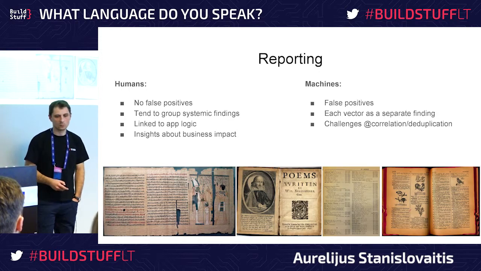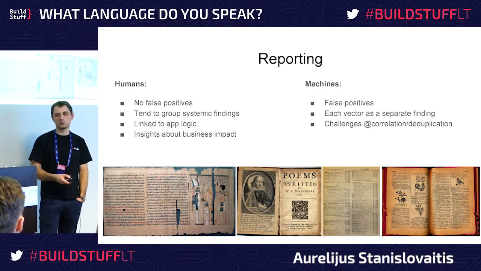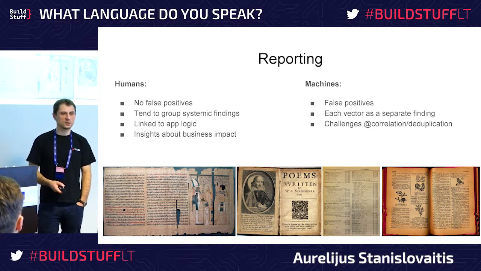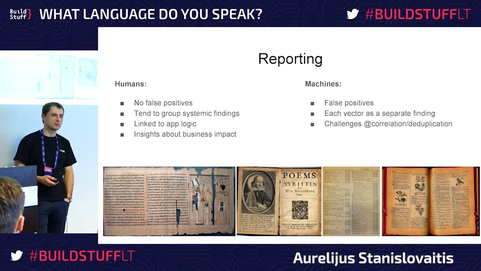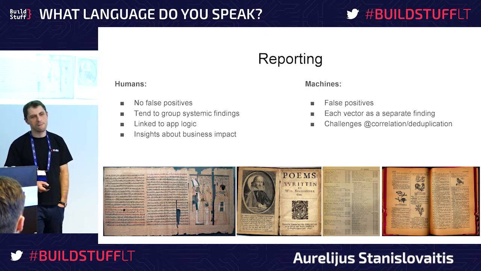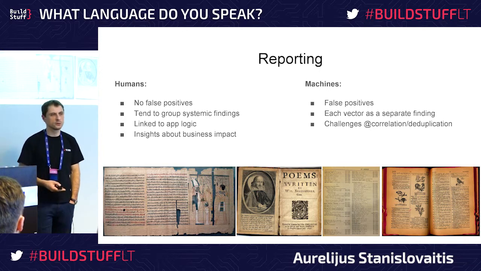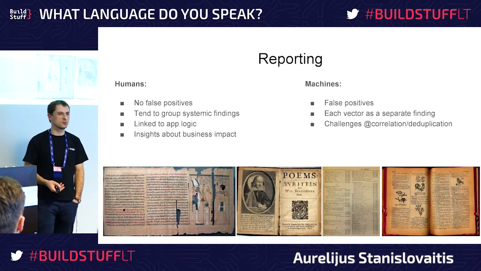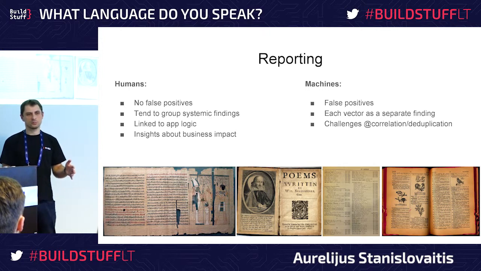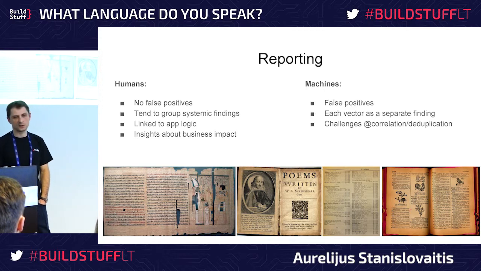What about reporting? The unique strength of humans in reporting is that you can avoid false positives. Usually human testers don't report false positives. They also tend to group systematic findings together. So let's say you have 50 vectors for cross-site scripting. In a machine report, you would have 50 different issues. As a human tester, you may see this is a systematic issue and report it as one, maybe giving a list of 50 attack vectors as an attachment to that single issue. So numbers are difficult to compare between these two.